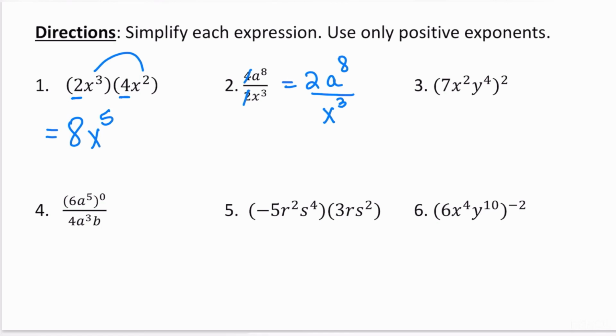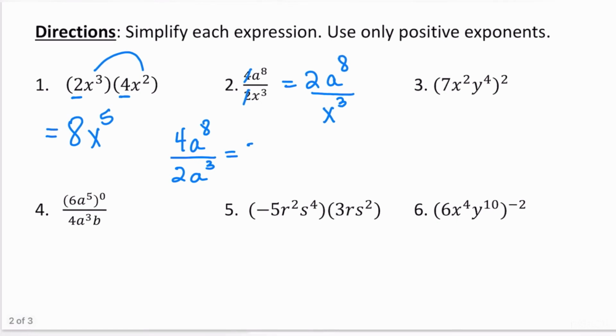If, however, the problem says 4a to the 8th over 2a to the 3rd, where I do have the same variable, they're both a's, 4 divided by 2 is still 2, and then because you are dividing, and in that case you do have the same base, 8 minus 3 is just 5. So the answer will be 2a to the 5th power. But always make sure that you have the same variable, otherwise you cannot apply the rules of exponents.